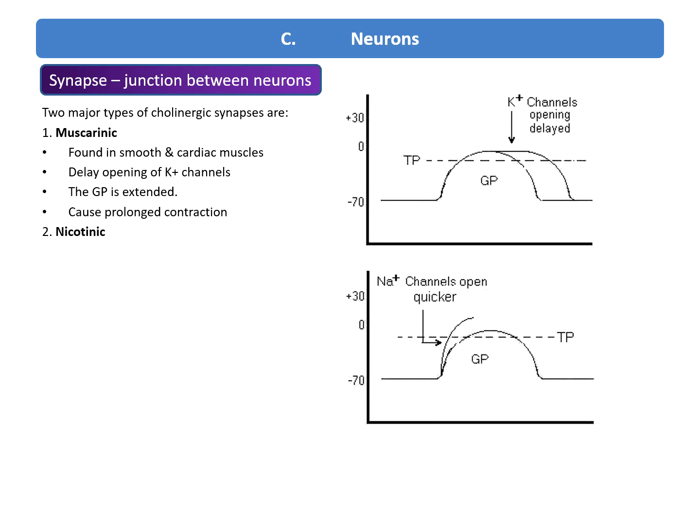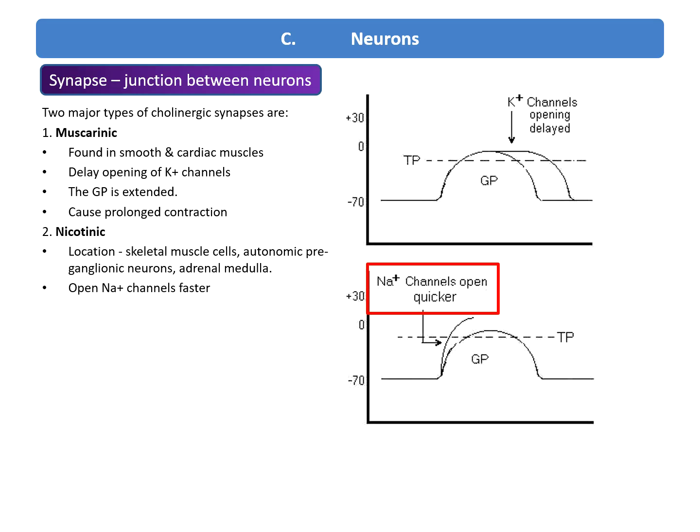The other major type are the nicotinic cholinergic synapses. They're located in skeletal muscle cells, autonomic preganglionic neurons, and the adrenal medulla. So you'll understand more about these as we progress. What these channels do is open the sodium channels faster, and so the graded potential reaches threshold quicker. It causes a fast contraction of skeletal muscle.